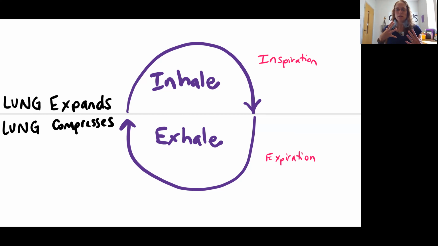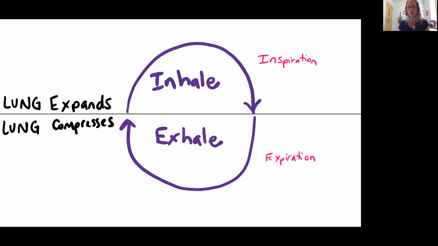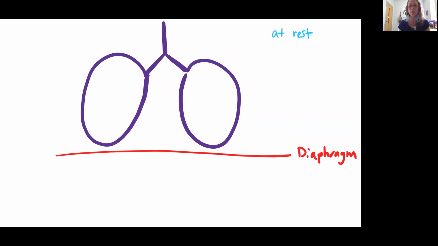Expansion of the lungs is happening with your inhale, and compression of your thoracic cage is happening with your exhale. Okay, so keep that in mind as we keep going through. All right, so at rest, you're going to see no movement of air in or out of the lungs.